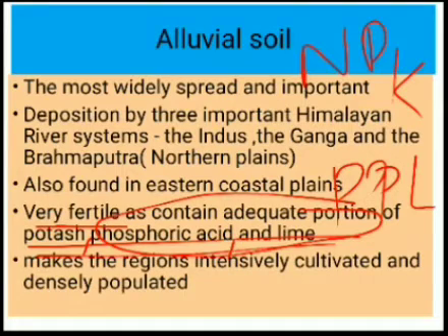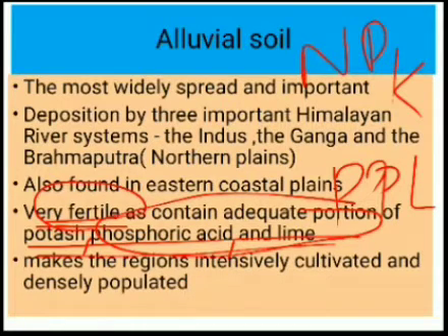So yes, it has phosphoric acid, it has potash, but it lacks. Where is N here? N is not here. So yes, it lacks nitrogen. Therefore, leguminous plants are grown here. It is rich in potash, phosphoric acid, and lime. It has adequate proportion, so it is very fertile.